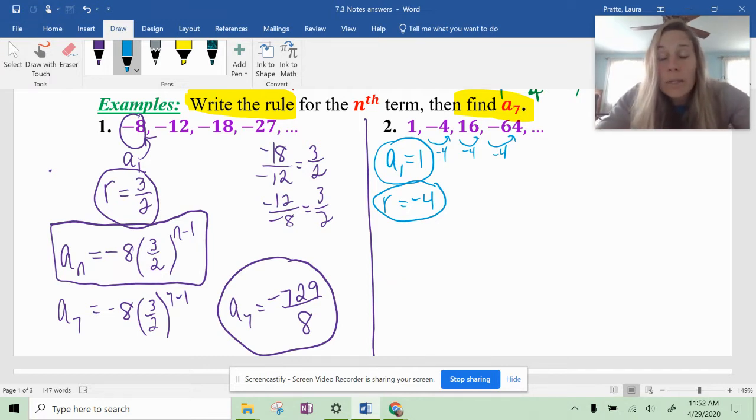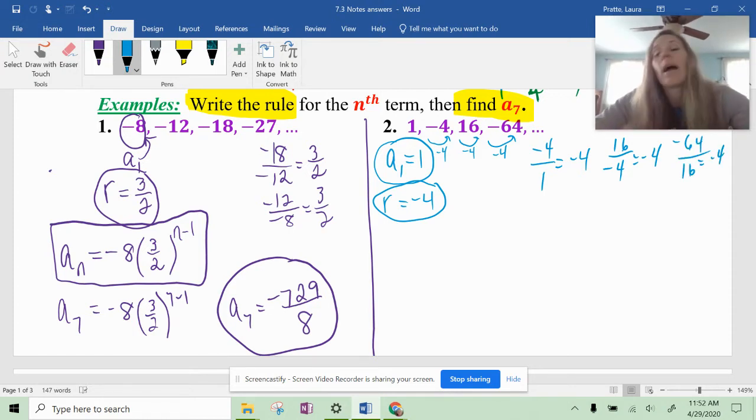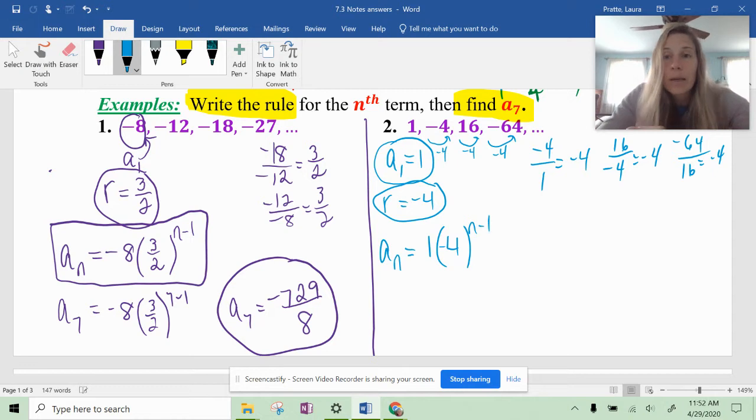So if I want to check it using the common ratio method, I can take negative 4 and divide it by 1. I can take 16 divided by negative 4. Or I can take negative 64 and divide that by 16. But notice they're all giving me that common ratio of negative 4. So now to write my rule, I'm just substituting those two things into the formula. So 1 times the negative 4 goes in parentheses and it's raised to the n minus 1. Now, because the A sub 1 is a 1 here, you really don't even need to write it. You could just write negative 4 raised to n minus 1.